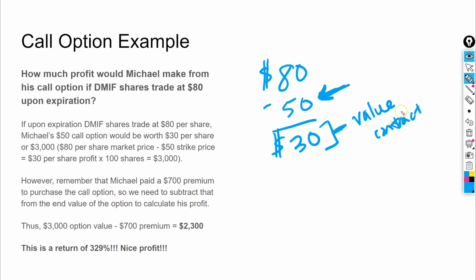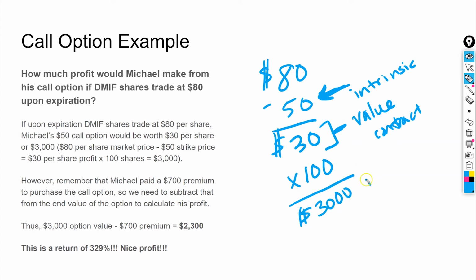At expiration, there's no more time value. We'll talk about time value later. There's no more time value because you have no more time left on this contract. So all that's left is intrinsic value. And that's 30 because if you can go out and sell for 80 and purchase at 50, that contract that gives you that right should be worth 30. Now, remember, we always have to use our multiplier of 100. So that means the value of that contract would be 3,000, right? But as we're saying here on the side, Michael paid 700, right? So we've got to subtract 700 to calculate our profit.